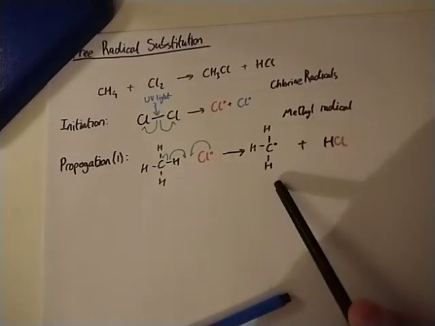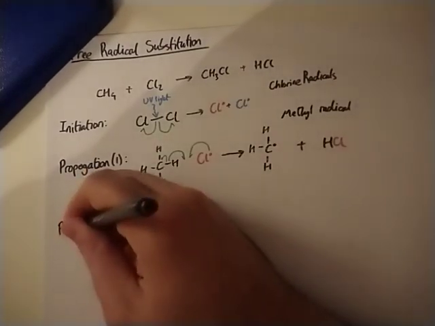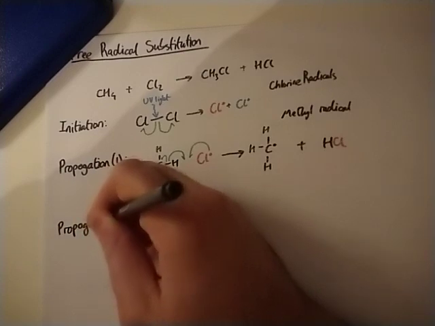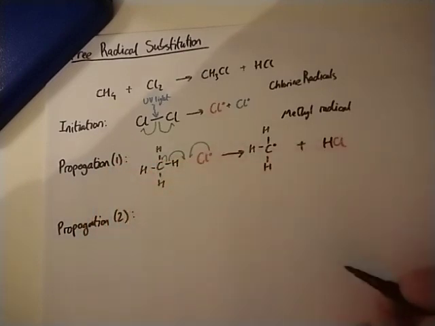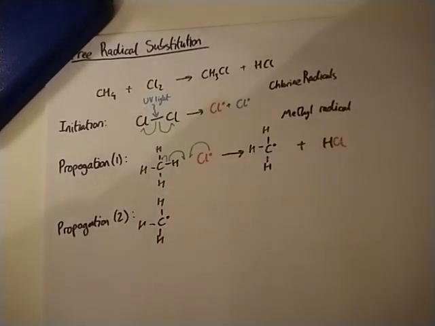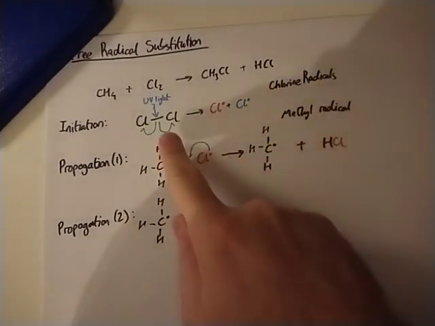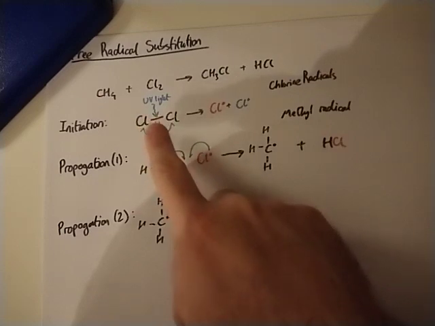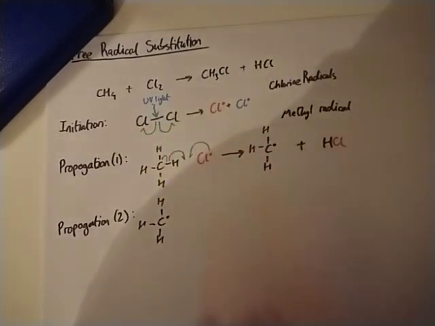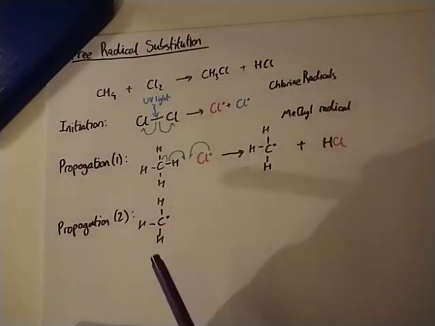So, like I said, radicals are really reactive. That radical is going to want to react with something, and this happens in propagation step 2. So we've got this methyl radical. Now, that methyl radical could react with this radical here, but it takes a lot of UV light to break a chlorine-chlorine bond. So these are quite unusual in your mixture. What's a lot more common is the chlorine that you started off with, and that's what we're going to react this with.